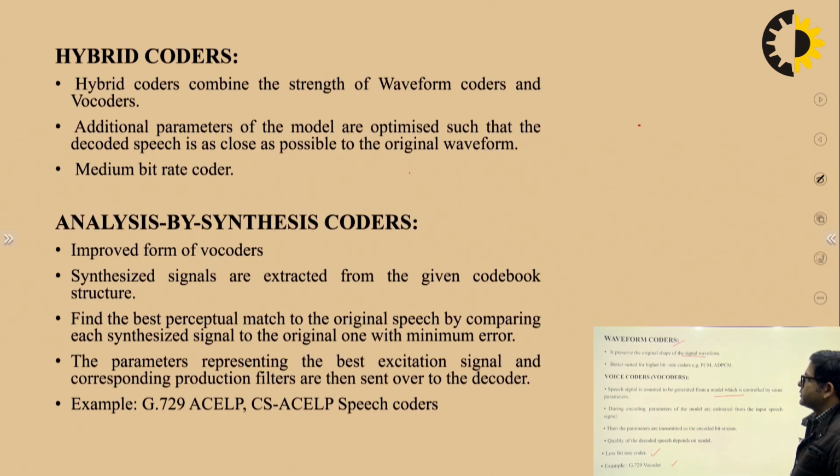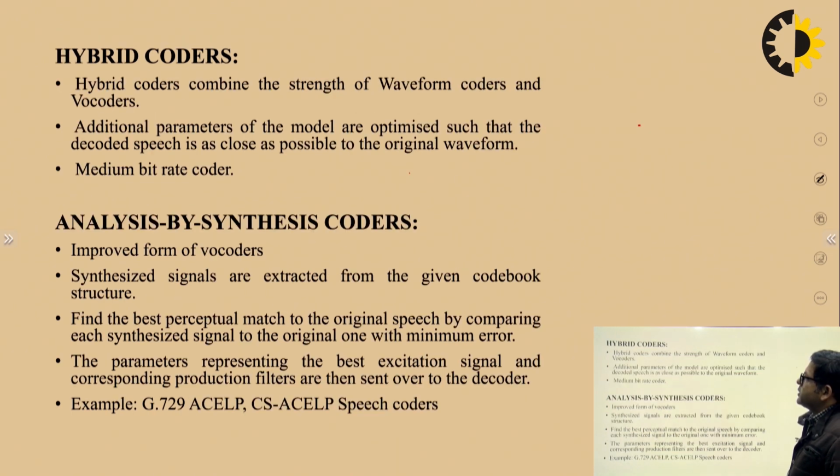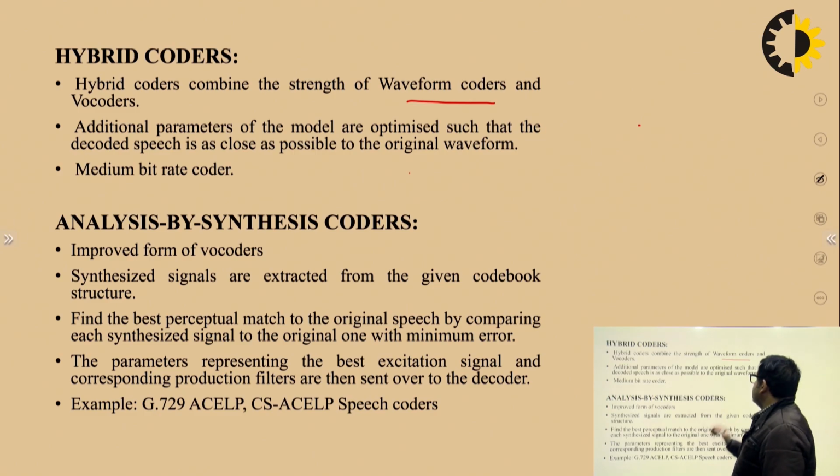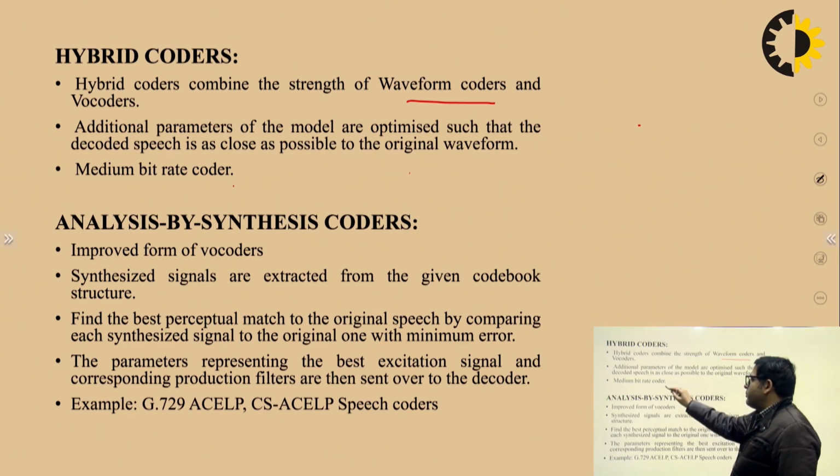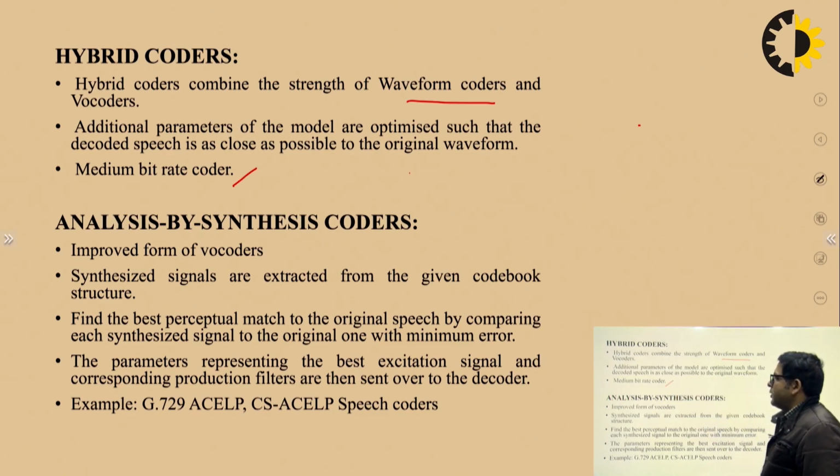G.729 vocoders. Next is hybrid coders, and the hybrid coders are a combination of waveform coders and vocoders. In these coders, the additional parameters of the model are optimized such that the decoded speech is as close as possible to the original waveform. These coders are best suited for medium bit rate. Next is analysis by synthesis coder.